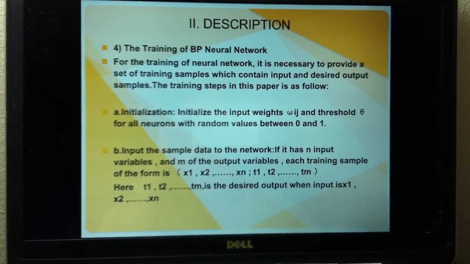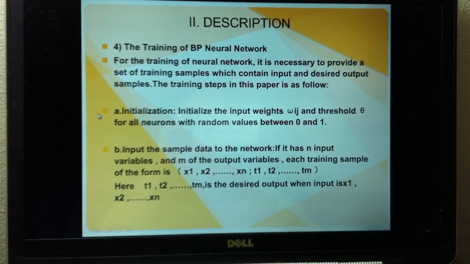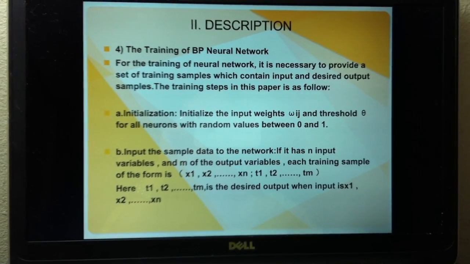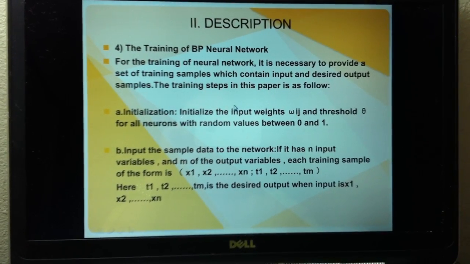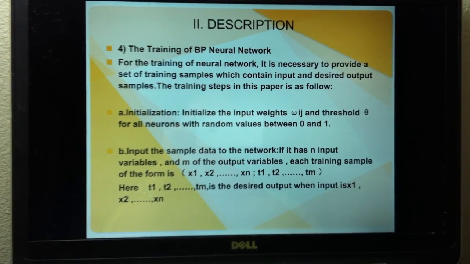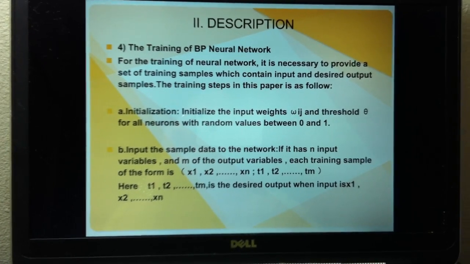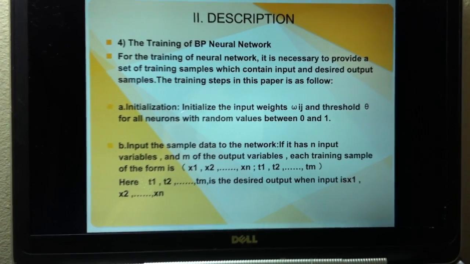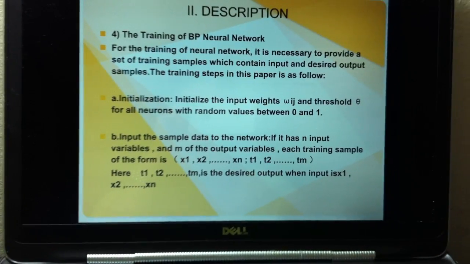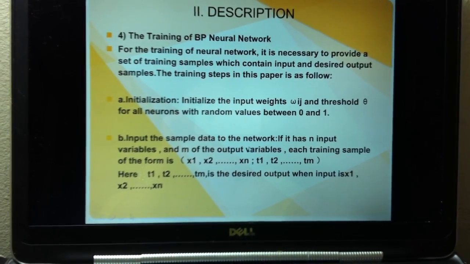The steps in this paper are as follows. First is initialization. We initialize the input weights and the threshold for all the neurons with random values between 0 and 1. And the second step is to input the sample data to the network.